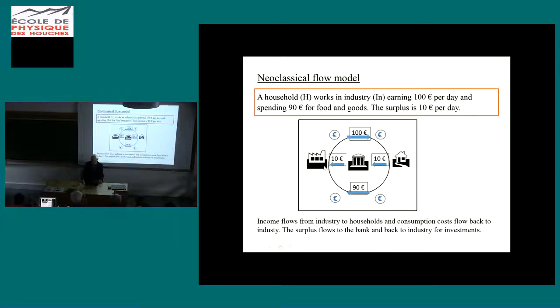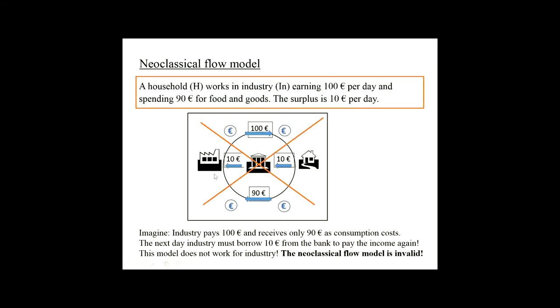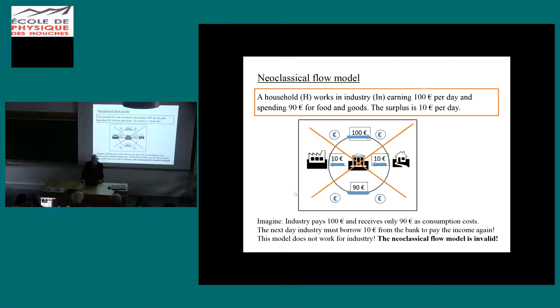So this is what I learned from many models, but this model unfortunately is wrong. Imagine industry pays 100 euro to the households and receives only 90 back from consumption costs. And the next day industry must borrow 10 euro from the bank to pay again 100 euro. That cannot be true. Industry will not go along with this. The neoclassical flow model is invalid. Unfortunately, yeah.